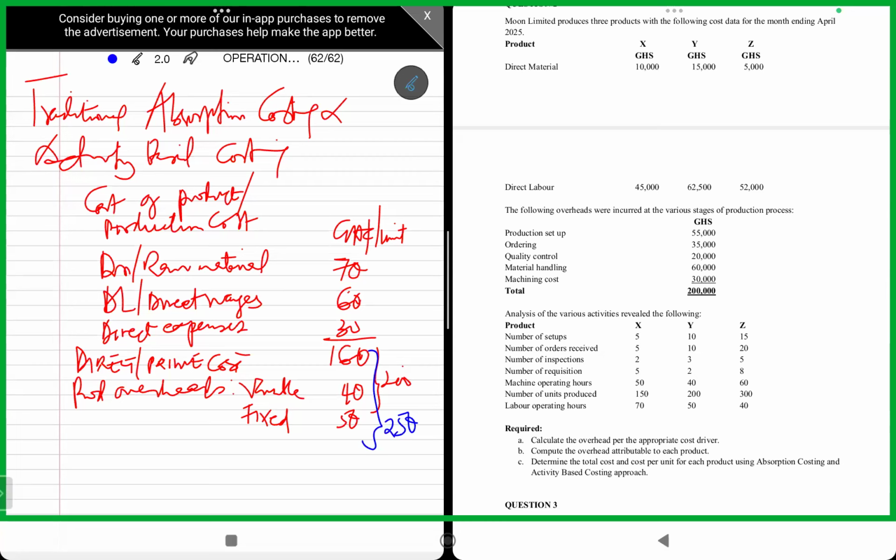In terms of traditional absorption costing and activity-based costing, let me say it simply this way. We can find activity-based costing for the variable costs, variable production overheads. You can find activity-based costing for the fixed production costs.